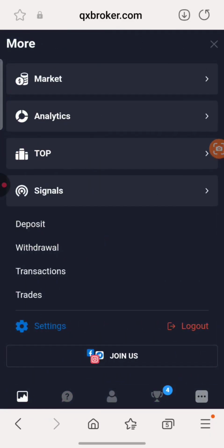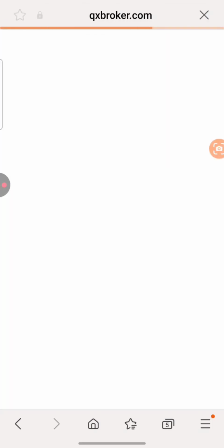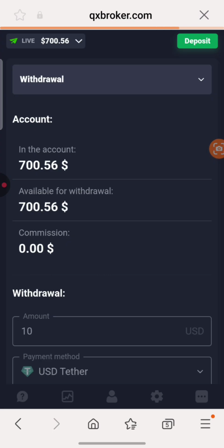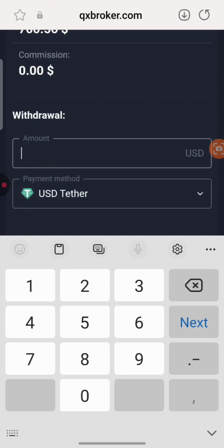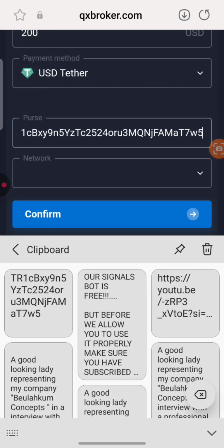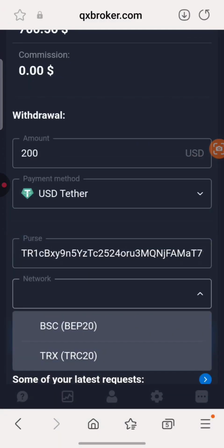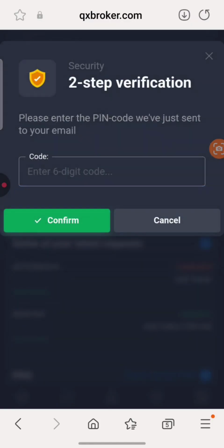Now, for me to make a withdrawal, I'll go to the withdrawal section, and then I'll be using, battery going low, I'll be using crypto. Let me remove 200. I have to put my password. TRC20, that was the one from yesterday. Hit on confirm, and then we are going to wait for the code to drop so that I can copy the code. It has already dropped.